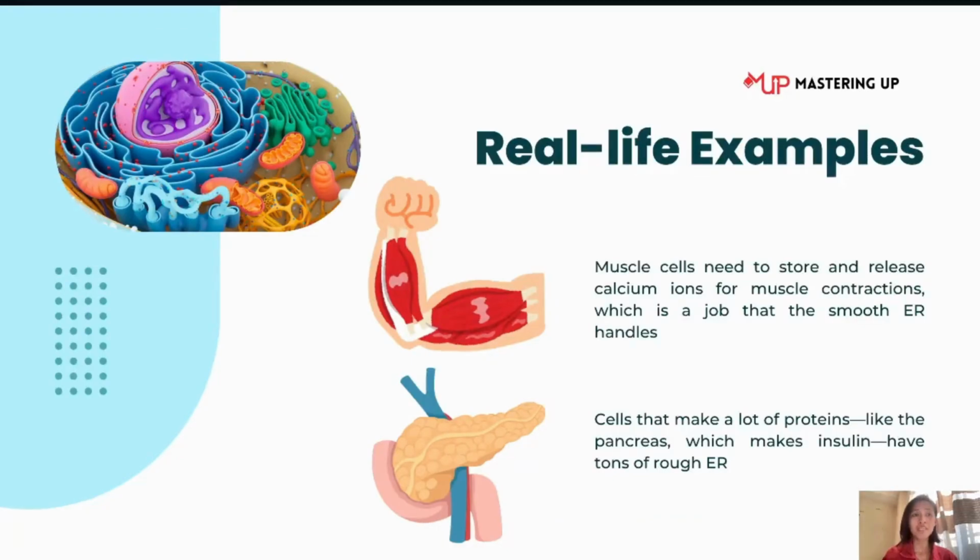Let's look at some examples where rough and smooth ER play a big role in real life. In muscle cells, the smooth ER is crucial for storing and releasing calcium ions which control muscle contractions. If there is a problem with a smooth ER in muscle cells, it can affect movement and strength. On the other hand, cells that make a lot of proteins like the pancreas, which make insulin, have tons of rough ER.